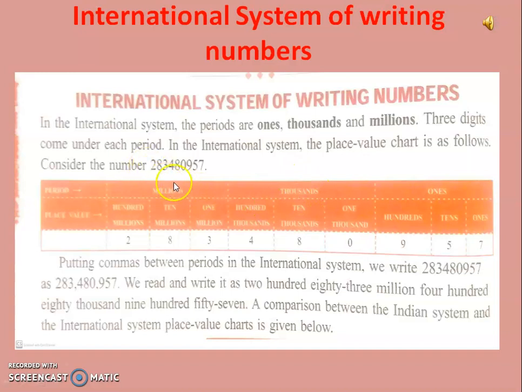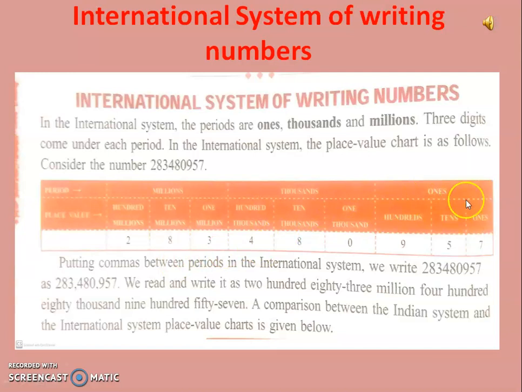The third period starts from here. The digit is 3. It will come under 1 million. The next digit is 8, so it will come under 10 million. And the last digit 2 will come under 100 million. Here we will not use crore, 1 crore, 10 crore, lakh, 10 lakh. So these are the differences.